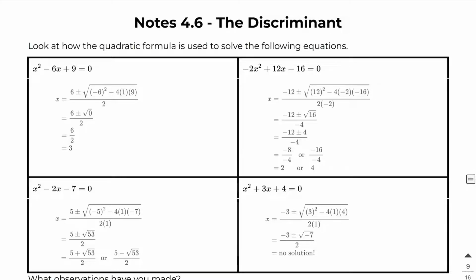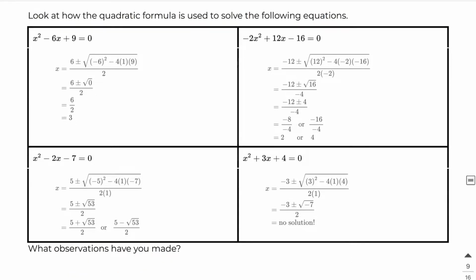All right, notes 4.6 are on the discriminant, and we talked a little bit in class about some observations that we made, and pretty much the biggest thing that we needed to notice from all of the things that were solved right here. Go ahead and take a look at it in detail if you weren't in class. But the biggest deal is that whatever is underneath the square root is what's going to tell us what kind of an answer we're going to get.